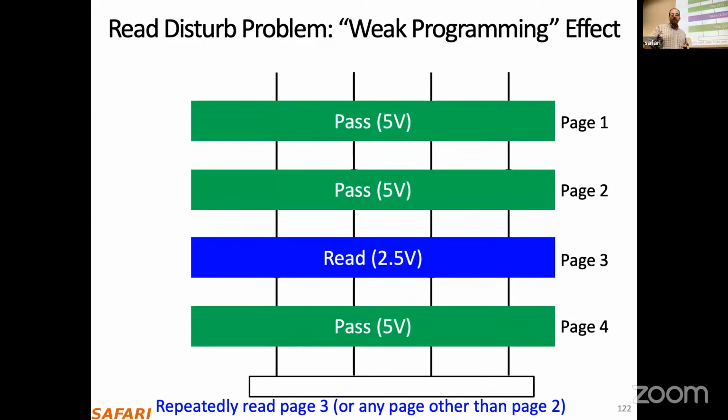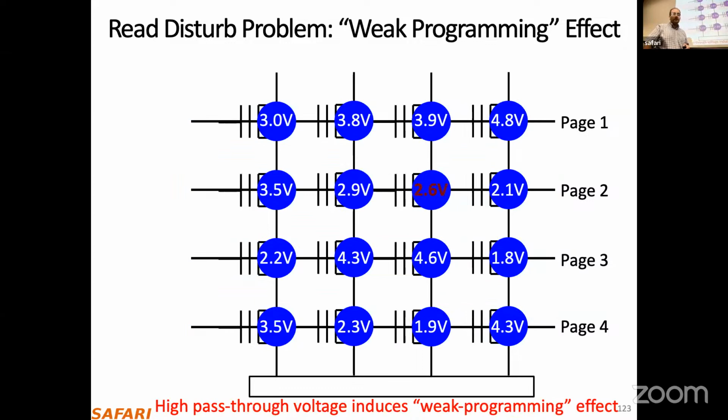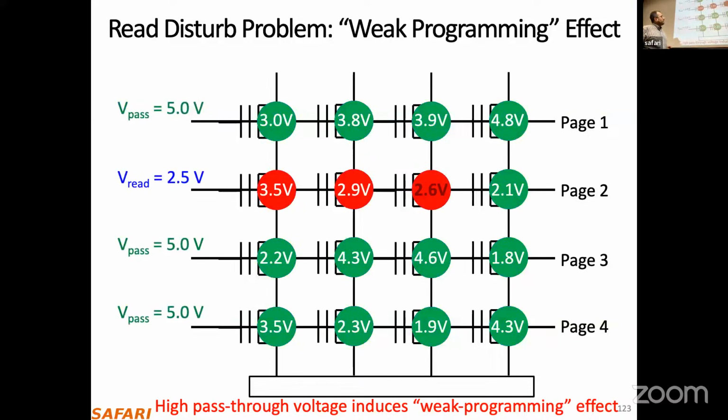So imagine that you want to read page 3 in this block. You apply VPass to pages 1, 2, and 4. If you hammer it, reading page 3 several times repeatedly, you will see some errors in neighboring pages. For example, here you can see that this poor flash cell had an initial threshold of 2.4, and after this read disturb error, it will increase to 2.6.